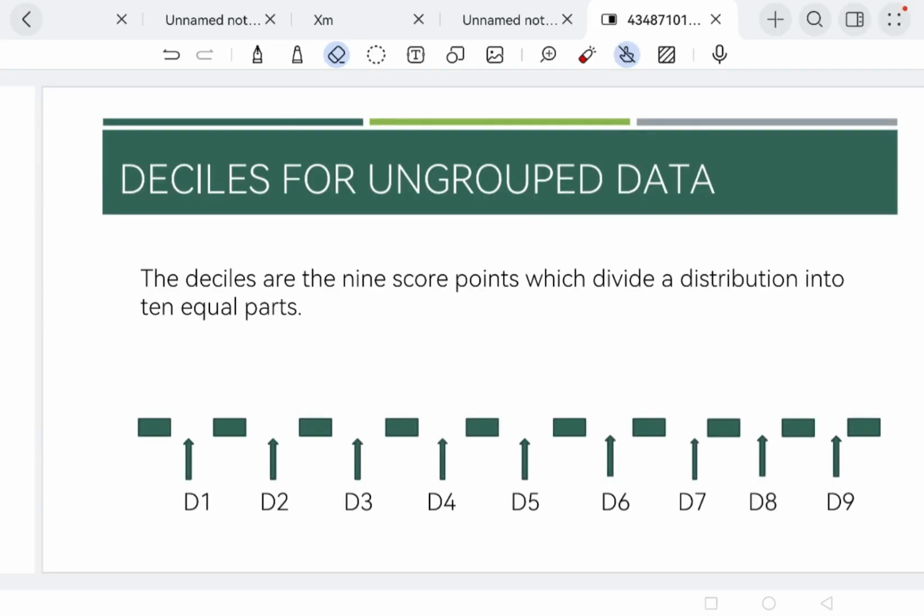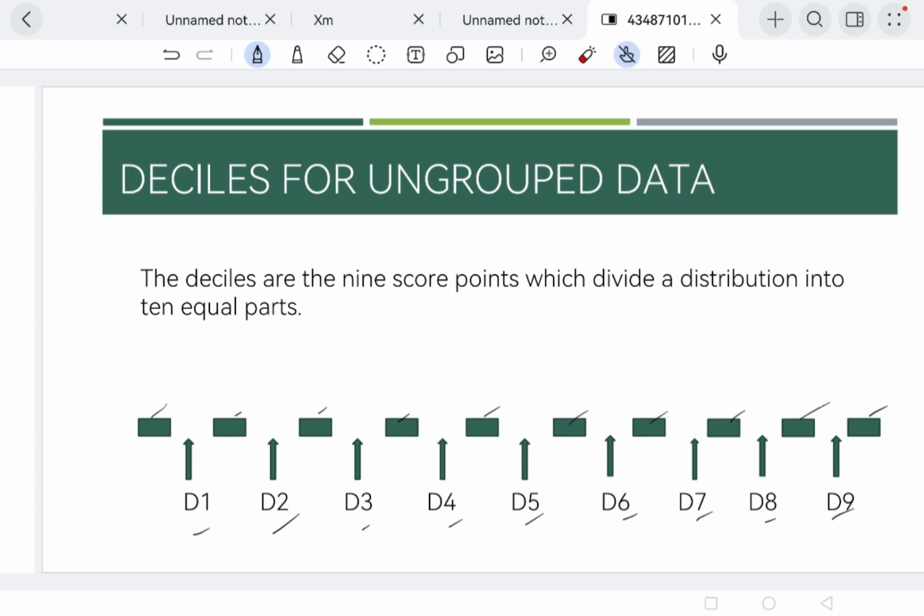We will discuss all about deciles for ungrouped data. So the deciles are the 9 score points, that is 1, 2, 3, 4, 5, 6, 7, 8, 9, which divide a distribution into 10 equal parts. So that is 1, 2, 3, 4, 5, 6, 7, 8, 9, and 10.